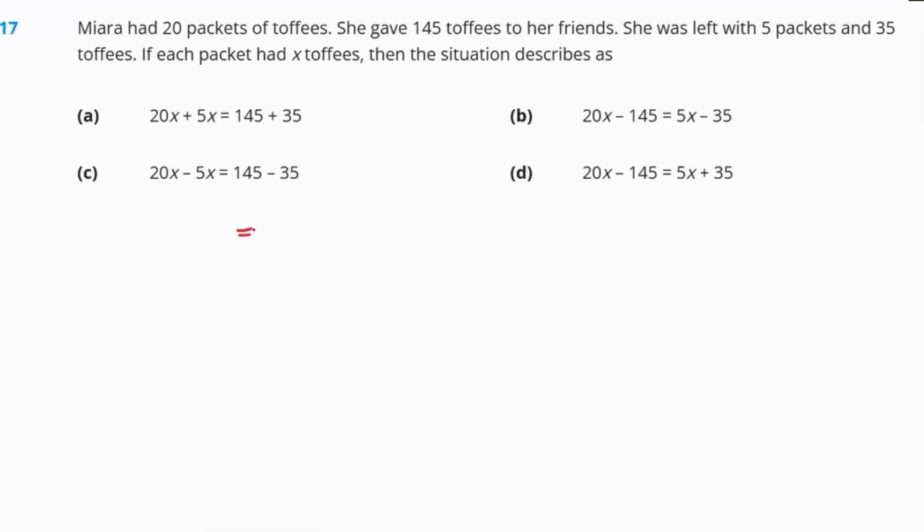We can represent the 20 packets as 20x, minus 145 toffees she gave to her friends. What was left? She was left with 5 packets and 35 toffees. 5 packets means 5x, since we don't know the number of toffees in a packet, so we denote it with x. So 5x plus 35 toffees. So 20x minus 145 is equal to 5x plus 35. This is how we represent this statement. The correct option is option D.